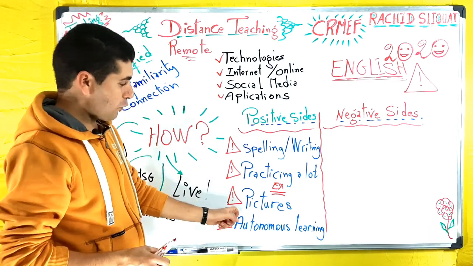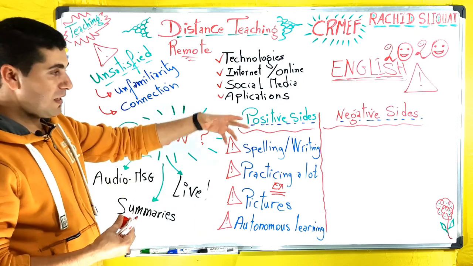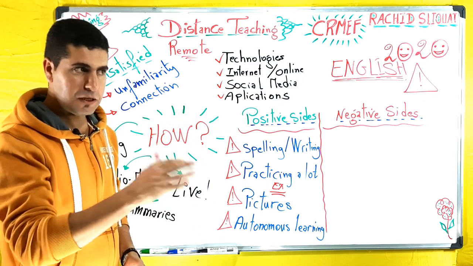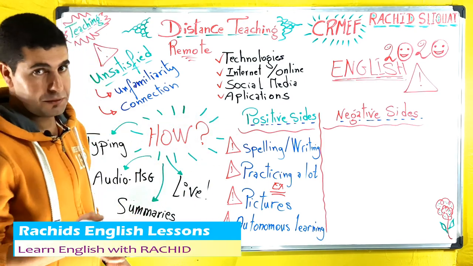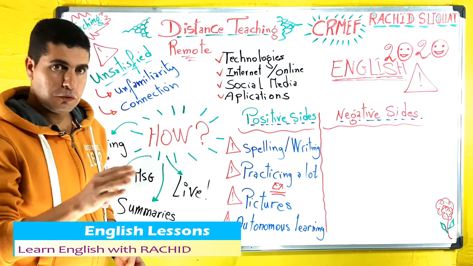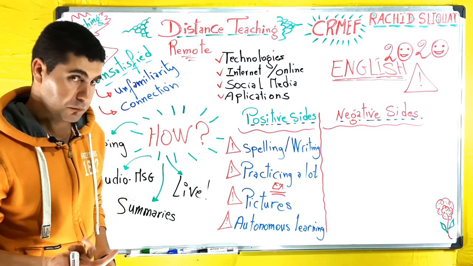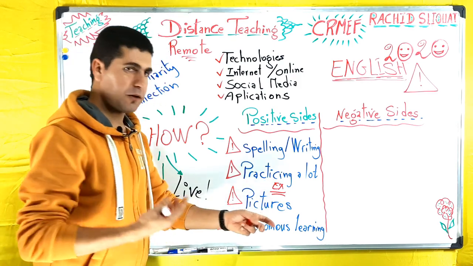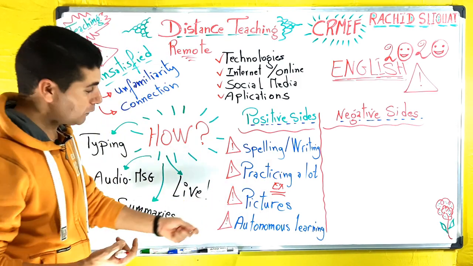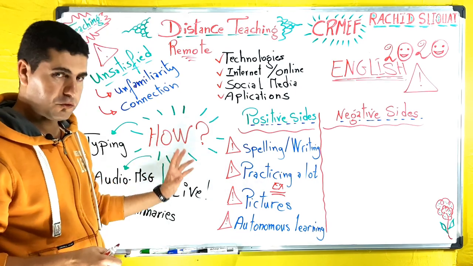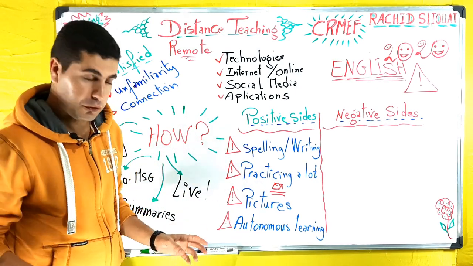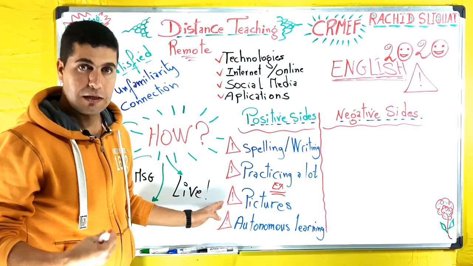All right, number three, pictures. So here it will be easier for you to send pictures to students. For example, if a student didn't understand something, you can go to Google and get a picture of that word, for example, and send that to the student. The student will easily understand what you want to talk about by pictures. So in remote teaching, it becomes easier for a teacher to use pictures to help students learn.